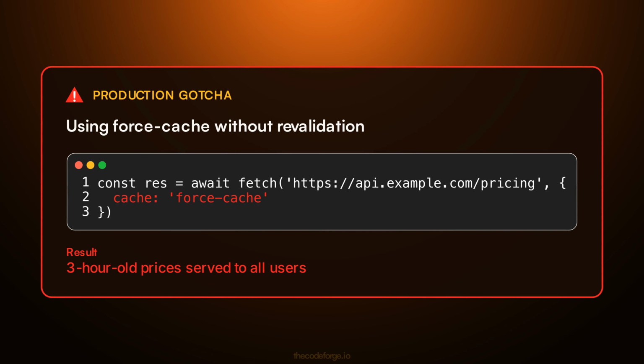What is the difference between cache, force cache, and next.revalidate 300? Force cache is permanent until redeploy. Revalidate 300 uses Stale-While-Revalidate with background regeneration.